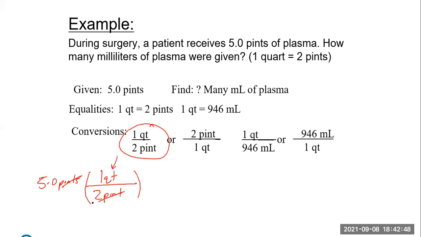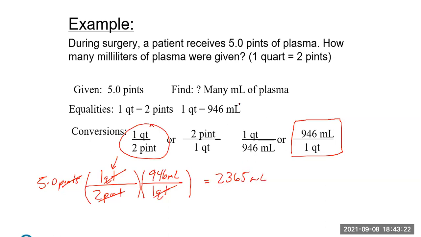We do want to get to milliliters. So to get rid of the quarts, we will go opposite and use the conversion factor on the right there, putting our quarts on the bottom, our milliliters up on top. Again, quarts divided by quarts will cancel. Math-wise here, we're going to take 5 times 1 times 946, hit equals, divided by 2, hit equals. And on our calculator, we end up with 2365 milliliters.